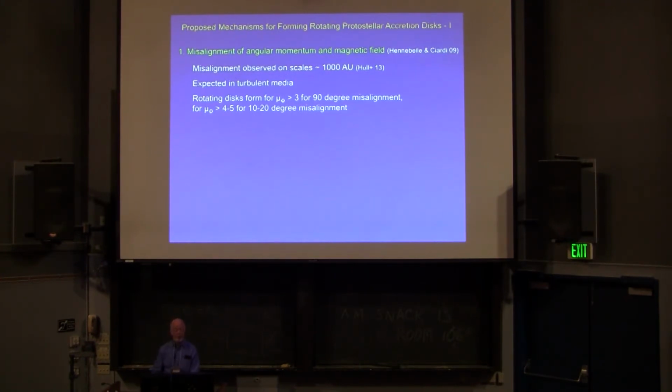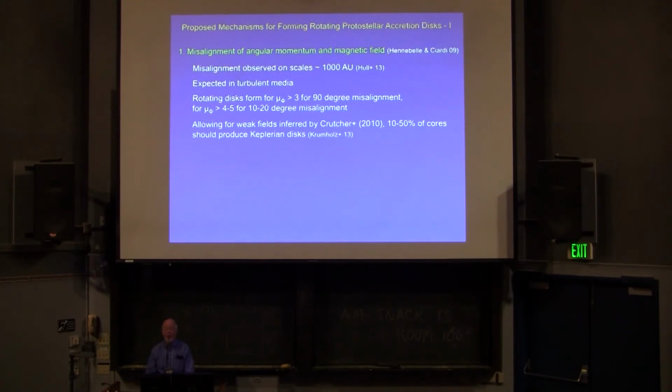So this, in fact, is expected in turbulent media. And what Hennebelle and Chabrier showed was that if this misalignment is 90 degrees, which is the biggest misalignment you can get, then you can get a rotating disk forming for mass to flux ratio bigger than 3. If it's a 10 to 20 degree misalignment, you still do a lot better than the 10 that Allen et al. found; you get a disk forming for 4 to 5.